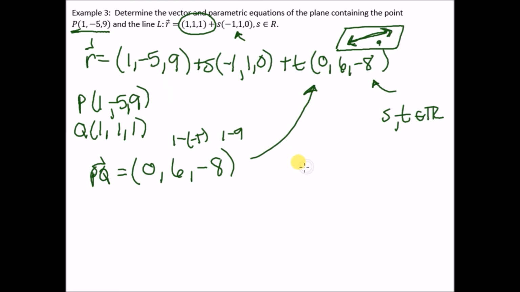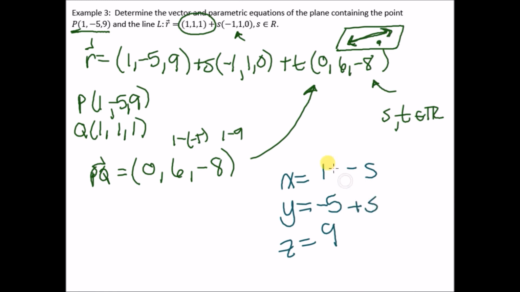Now, let's just break that down into parametric. So x, y, z. The point 1, negative 5, 9. Parameter s: minus s, plus s, and then 0s, so we'll just leave that out. 0t, we're going to leave that out. So that one's done. Plus 6t, minus 8t. And there are our parametric equations for the plane containing point P and line L.